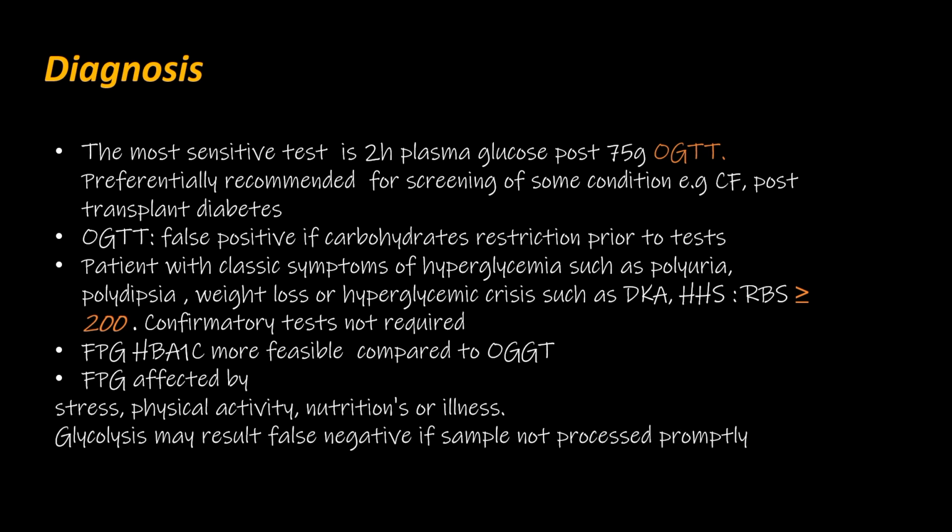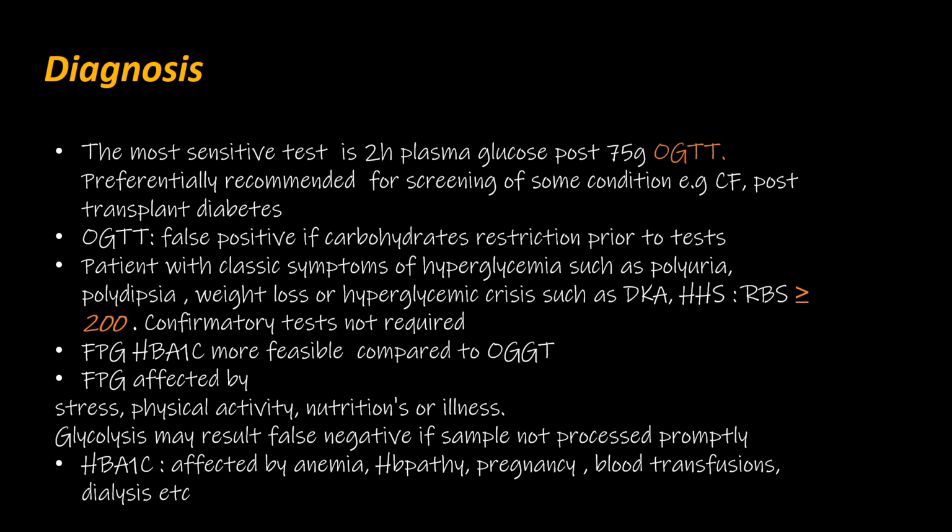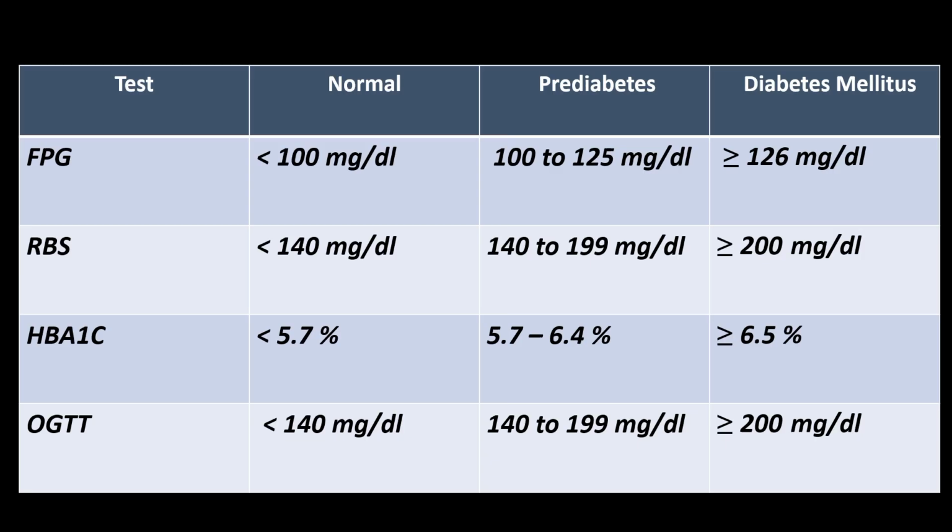Remember, fasting plasma glucose is affected by stress, physical activity, nutritional status, or illnesses. That's why repeat testing of fasting plasma glucose is required. Glycolysis can result in false negative testing if the sample is not processed promptly. HbA1c is also affected by a number of conditions. Any condition that affects the lifespan of the RBC will result in an erratic HbA1c level, such as anemia, hemoglobinopathies, pregnancy, blood transfusion, dialysis, etc.